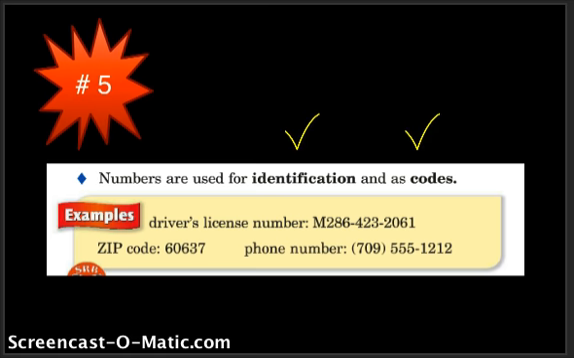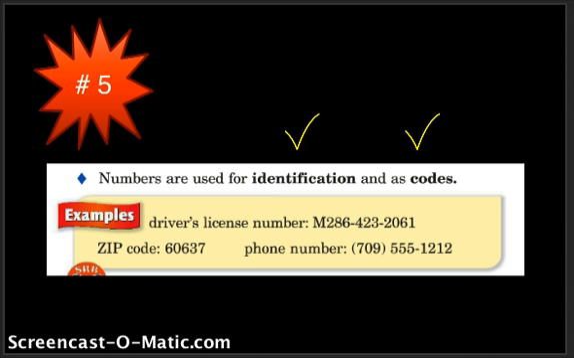The fifth and final way that we're going to talk about the way that large numbers are used are for identification and as codes. Many of you will know that on maybe an older sibling or your teacher or your parent's driver's license, it has an identification number that is particular to one person. So this example talks about a driver's license number, and you can read that code that is actually combined with letters and numbers.